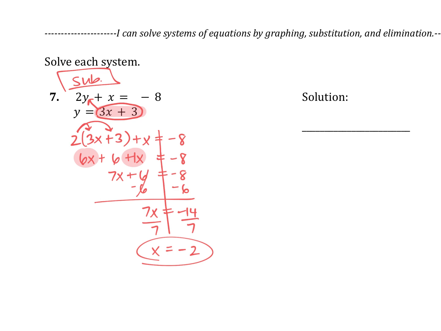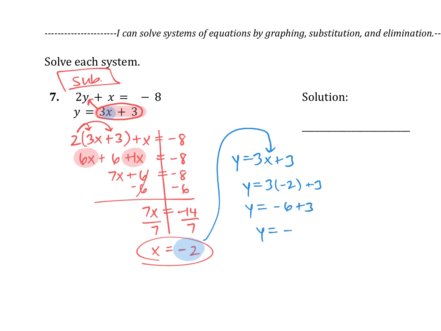So if I know that x equals negative 2, I'm going to plug that into my equation for y. That equation is 3x plus 3. But instead of x, I'm going to plug in negative 2. So I have y equals negative 6 plus 3. So y equals negative 3. So your final answer is always written as a coordinate. So x comes first, negative 2, and y comes second with negative 3.